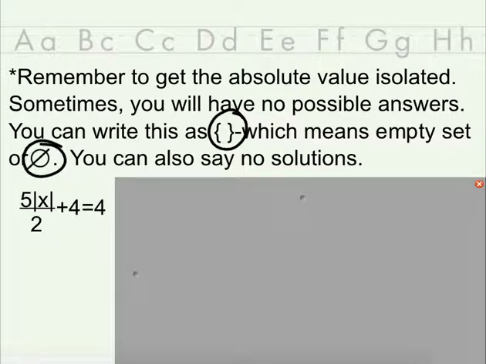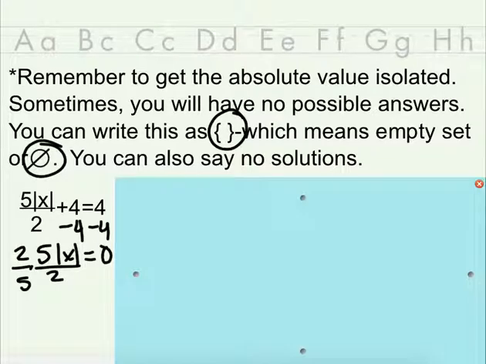And once again, I'm going to show you we subtract 4 in this case and get 5 times the absolute value of x is equal to 0, or sorry, divide by 2 is equal to 0. And then I can multiply by the reciprocal, which is 2/5. So if I multiply by 2/5 on each side, I'm still going to end up having 0 here.